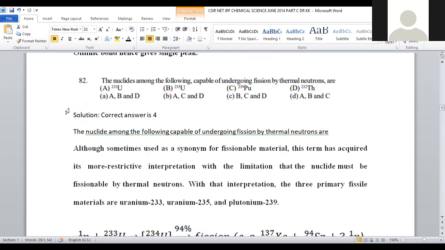Let us move on to question number 82. Which nuclide among the following is capable of undergoing fission by thermal neutrons? In general, all the nuclear reactions are broadly classified into two types. One is nuclear fission, the second is nuclear fusion.